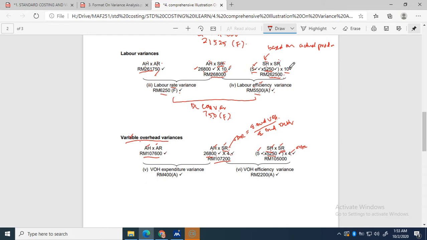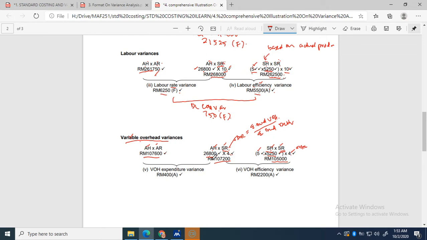So the rate there is the rate you pay to the labor. The rate here is the rate for variable overhead. So you will get standard hours times standard rate. The cost is 105,000 ringgit.